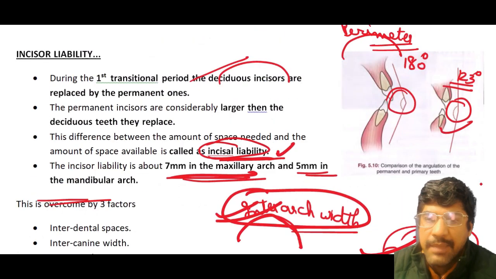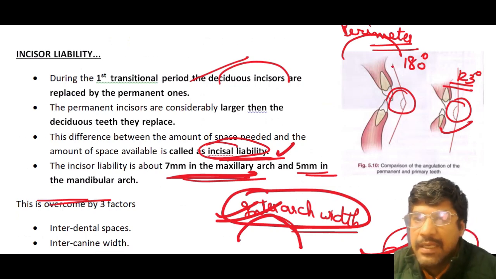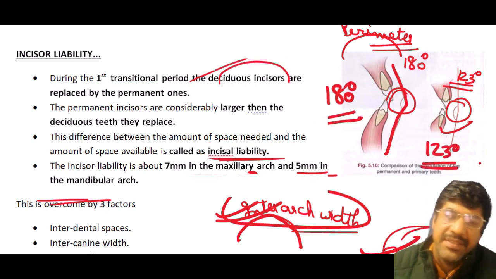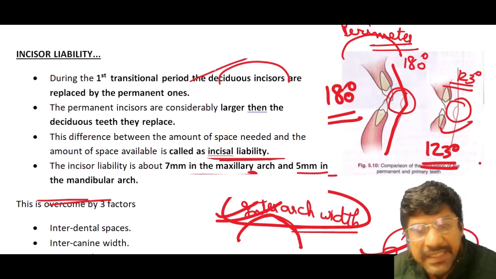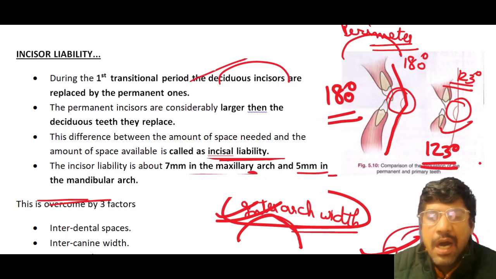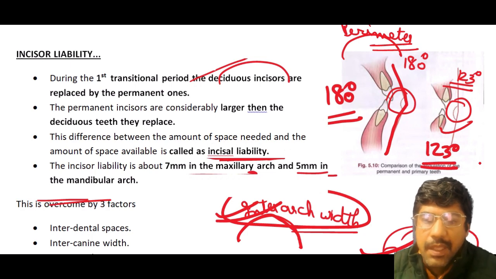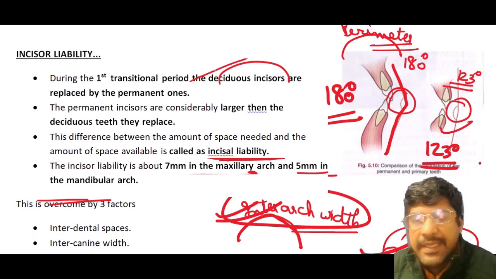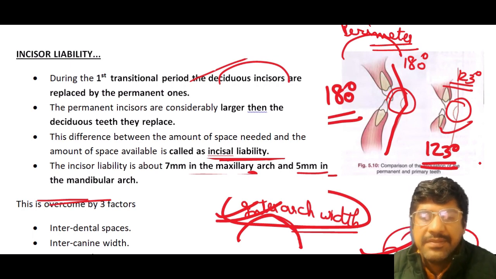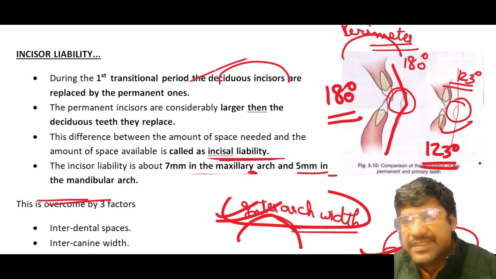So primary teeth, remember, are more upright, while the permanent teeth incline toward the lip, reducing the interincisal angle. So this interincisal angle is reduced from 180 to 123 that is present in the permanent dentition. So this change in inclination would increase the arch perimeter. That is how the incisal liability is managed or overcome during the transition from deciduous to permanent incisors.